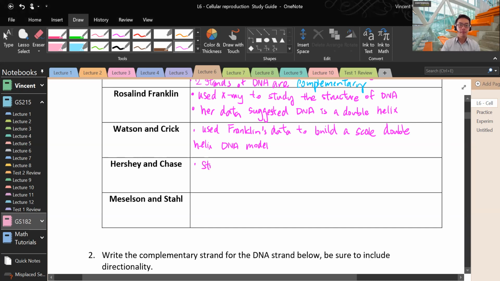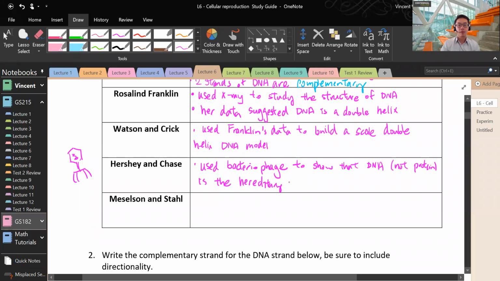They used bacteriophage. Which are these things that look like that? They actually do look like that. Okay, this is a bacteriophage, which is a virus that infects bacteria. Okay, so they used bacteriophage to show that DNA and not protein is the hereditary material.